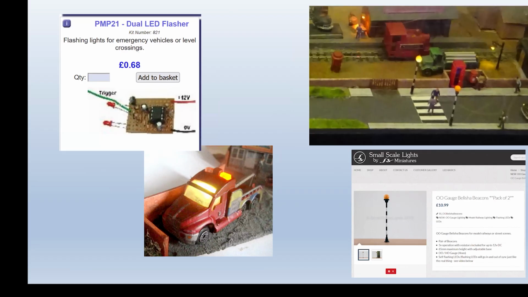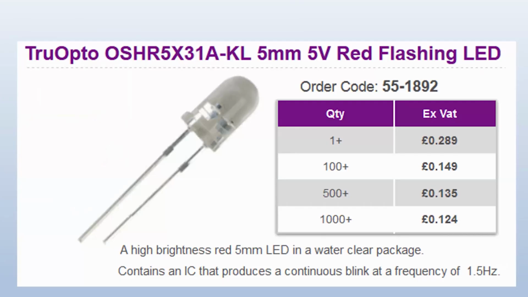Other kits we have available are the dual LED flasher. It just flashes two LEDs off and on. It could be the recovery vehicle you see there, or it could be the crossing militia beacons you see there. You can buy ready-made LEDs that flash, but the problem with them is they're a fixed frequency, in this case 1.5 hertz. And if that's too slow or too fast, you can't change it.